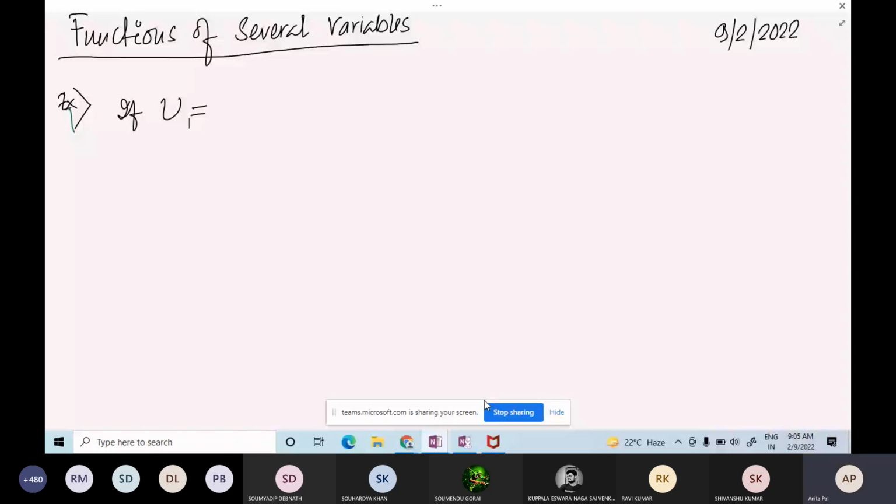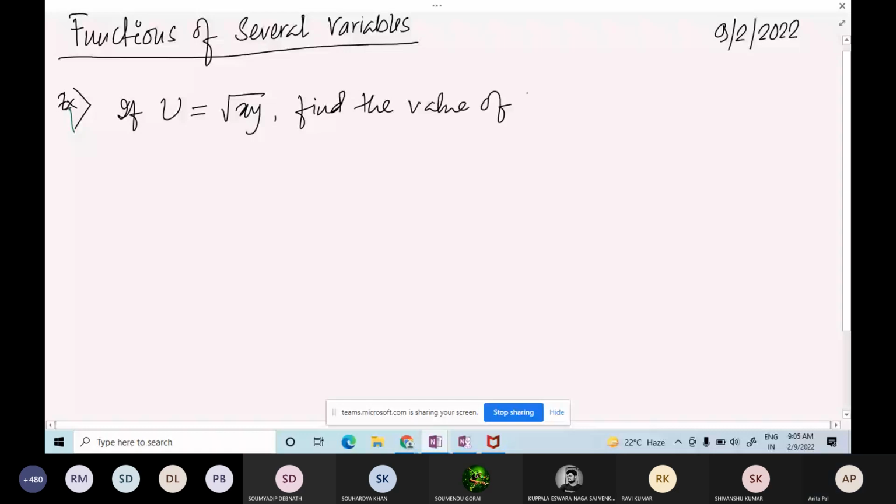Now see, if u equals root over xy, we need to find the value of del 2u del x2 plus del 2u del y2. Can you do it?